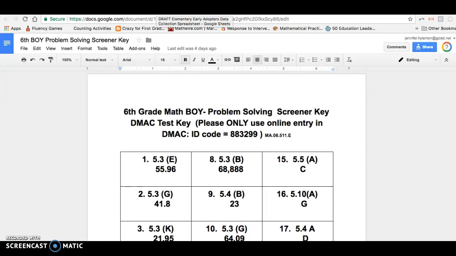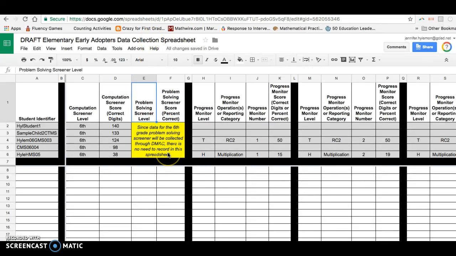So that data is collected through DMAC, and so just like iStation ISIP is collected somewhere else, since this data is collected somewhere else, I don't really feel the need to put it in this spreadsheet, so that's why that note is there. And so as we look at what the spreadsheet will be like when it's sent out, these columns may not be here.